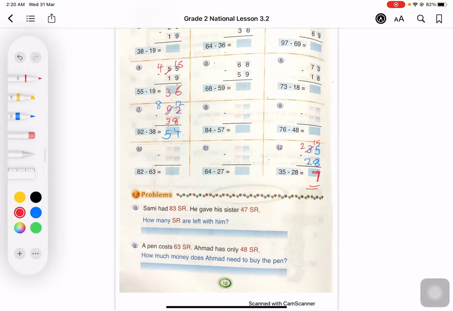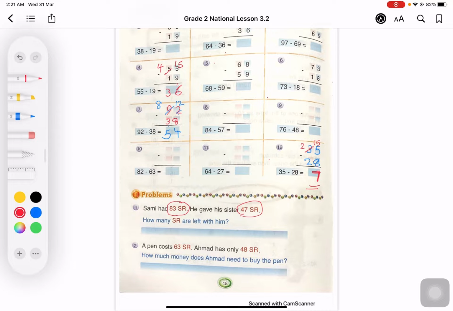They said Sammy had 83 riyal. He gave his sister 47. Imagine that you have 83 riyal and you give your sister some, what will happen to your money? Your money will become more or less? Yes, it will be less. So to solve this question, how many riyal are left with him? What should I do? Yes, we should subtract. Subtract means minus, يعني ناقص.